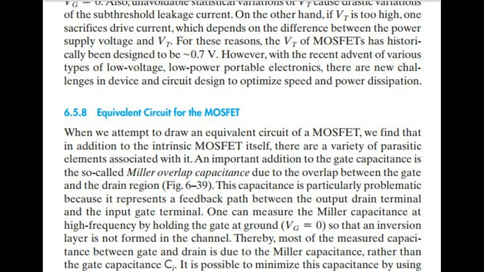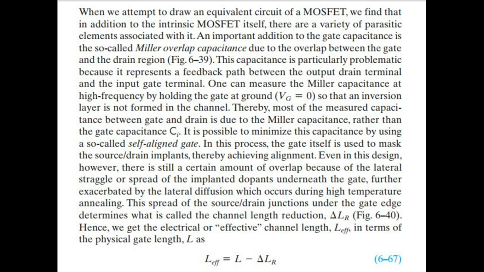This capacitance is particularly problematic because it represents a feedback path between the output drain terminal and the input gate terminal. One can measure the Miller capacitance at high frequency by holding the gate at ground, Vg equals 0, so that an inversion layer is not formed in the channel. Thereby, most of the measured capacitance between gate and drain is due to the Miller capacitance, rather than the gate capacitance Ci. It is possible to minimize this capacitance by using a so-called self-aligned gate.